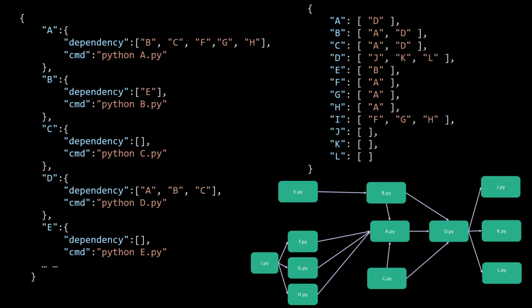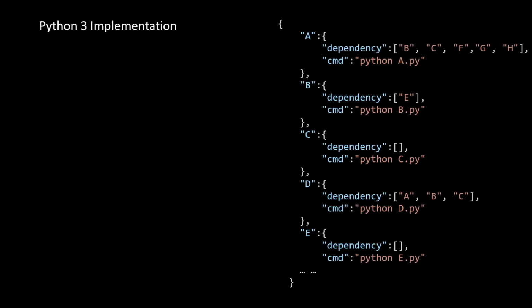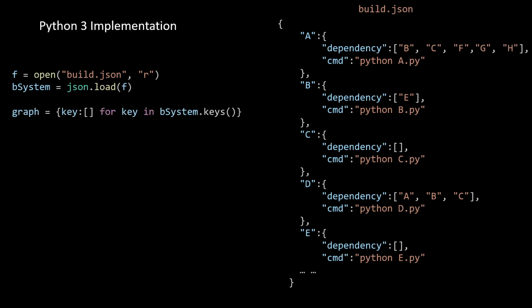Now let's see the Python 3 implementation for the same. Firstly, we load the build.json, which is the configuration file for us, and then we create a dictionary using it, which we call bsystem. Then we create an empty graph with the keys as all the tasks present in the build.json, and then assign each of them an empty list.